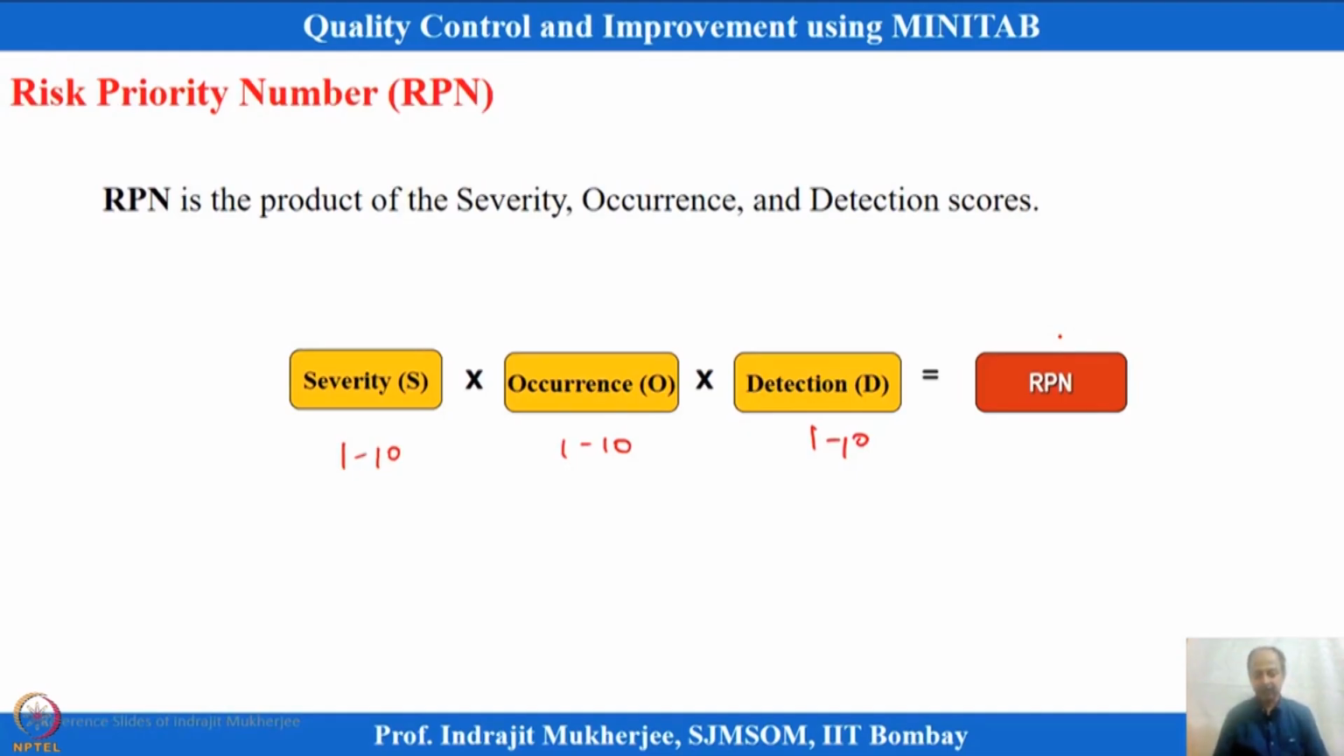So, the minimum score is 1 and the maximum score is 1000 what we can think of. So, 1000 is the maximum and the minimum is 1. So, none of these can be 0. So, that is the risk priority number we get out of that.